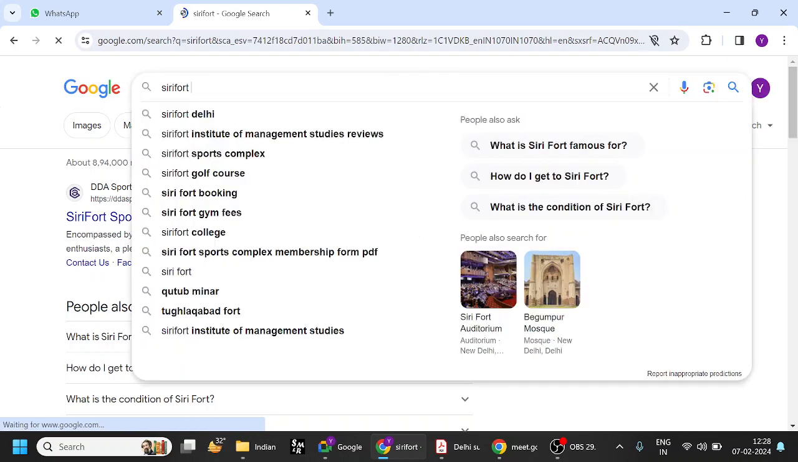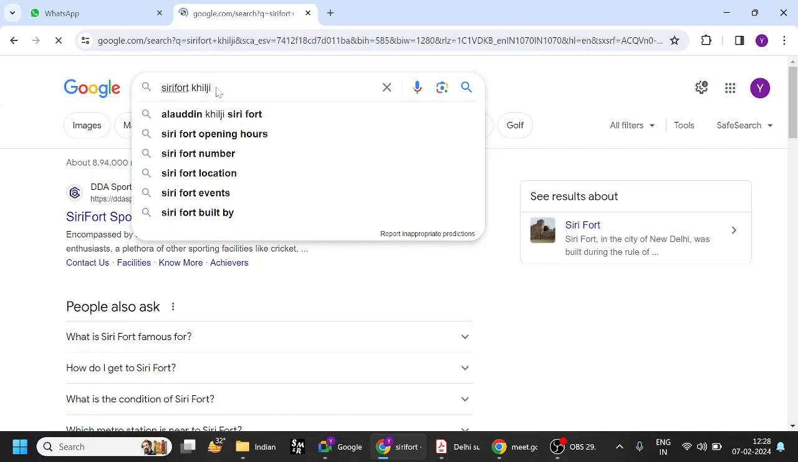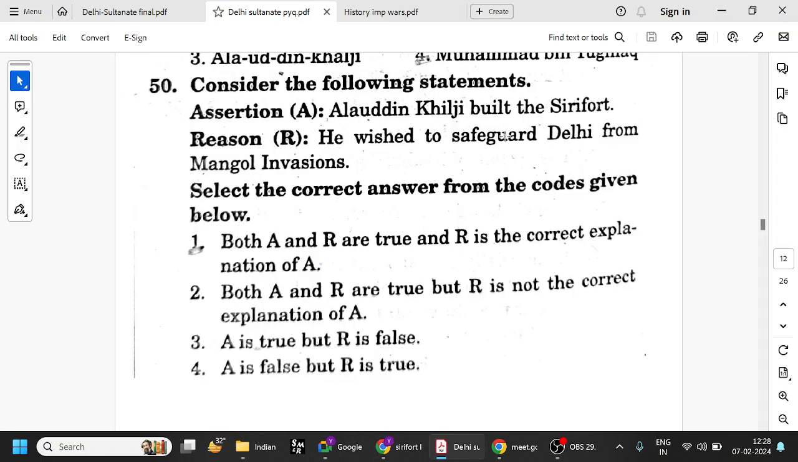Siri fort during Khilji. Okay, located in the heart of the capital, Siri is the second among the seven cities of Delhi and the first to be built by Alauddin Khilji. Fine. So this is the Siri fort, not very prominent, but try to remember. So Alauddin Khilji built the Siri fort. Okay, Alai Minar, Alai Darwaja, all those things.